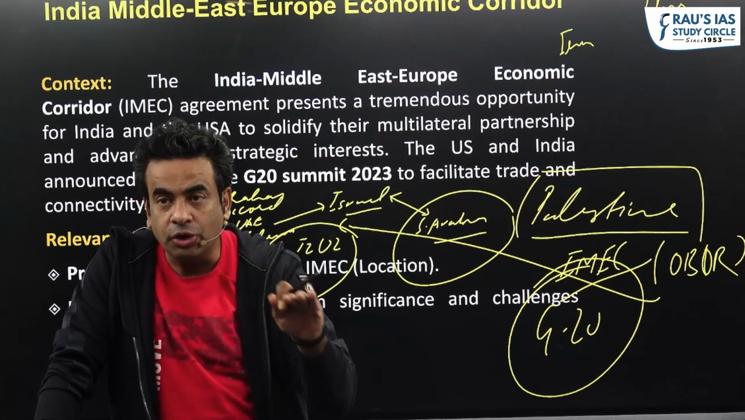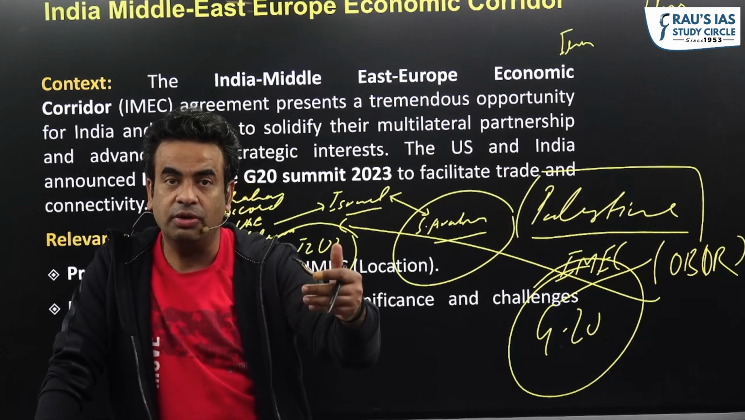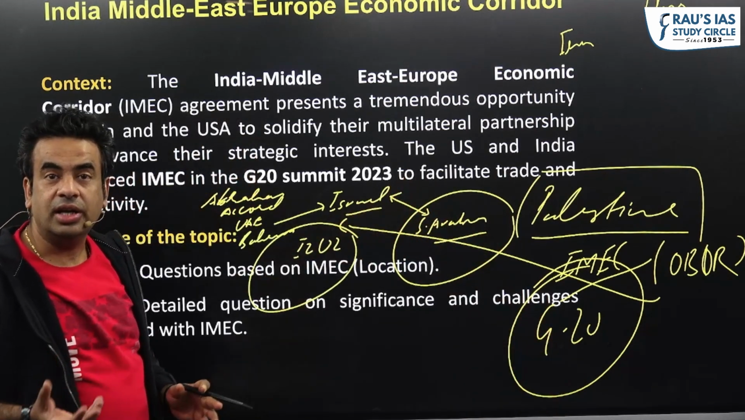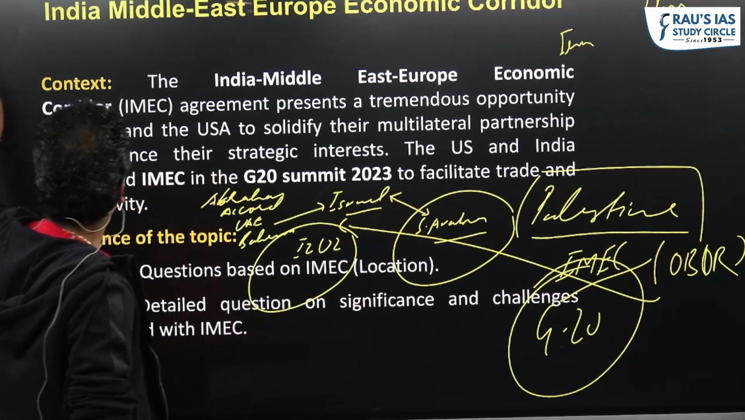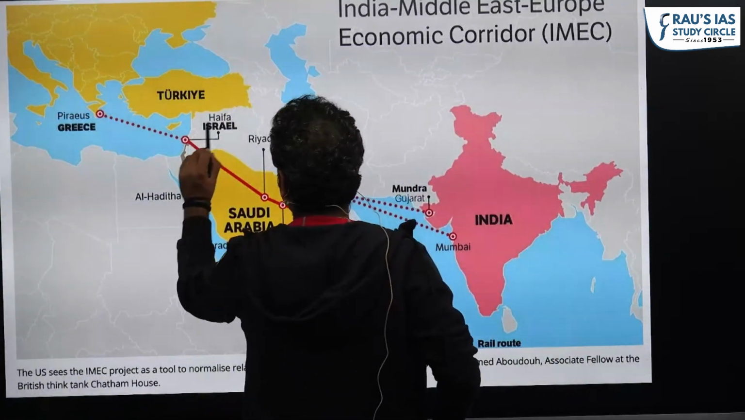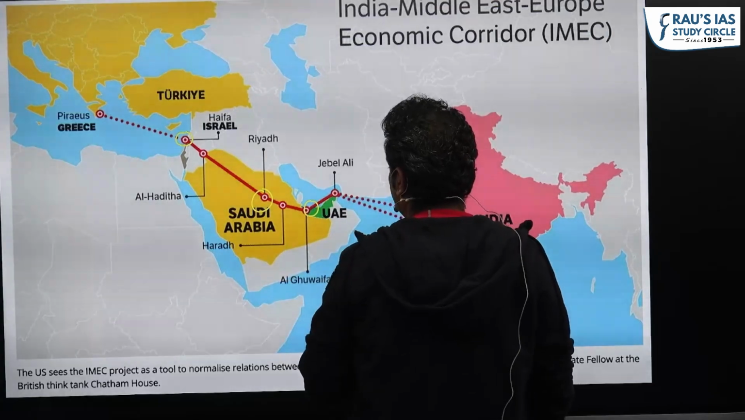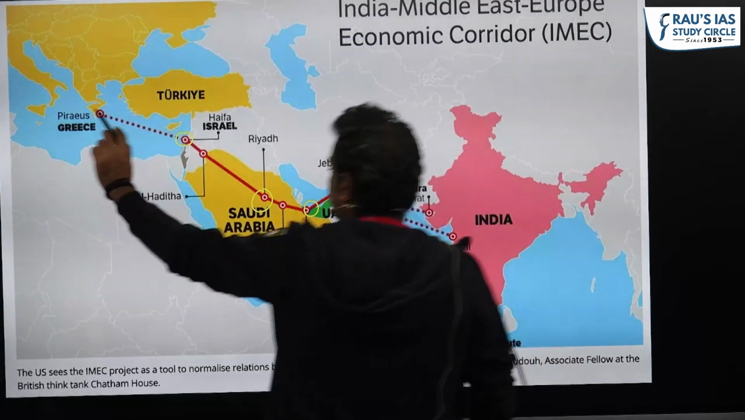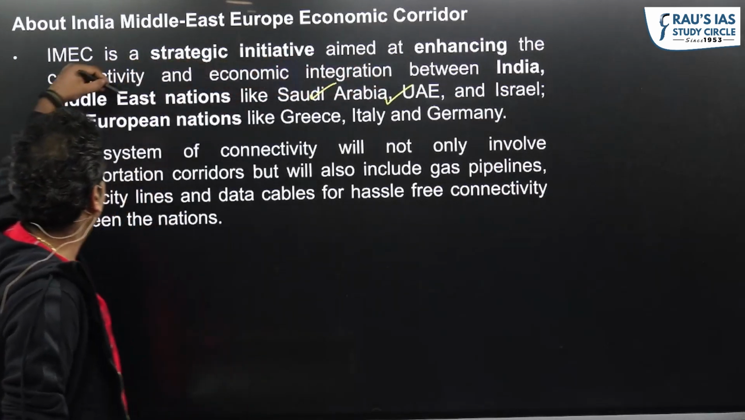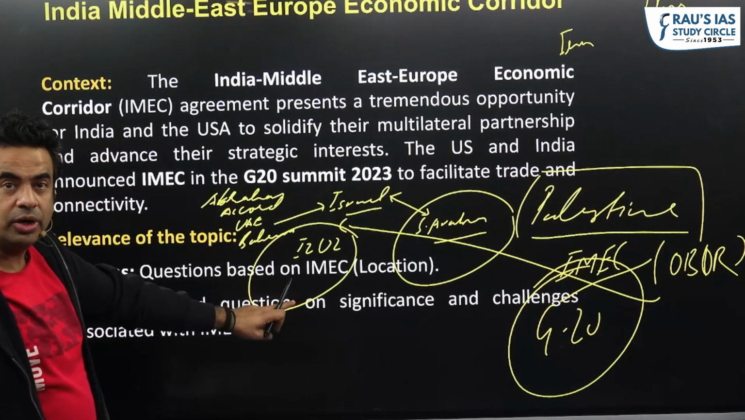Now things have again normalized, and if India is able to build and push IMEC, it will be in the interest of India, the US, Israel and the West, and it will be seen as a clear challenge by China. From the prelims point of view, IMEC goes through where? Haifa in Israel, Saudi, UAE. So these are the locations from where IMEC will be built: Saudi Arabia, UAE, Israel, Greece, Italy and Germany.